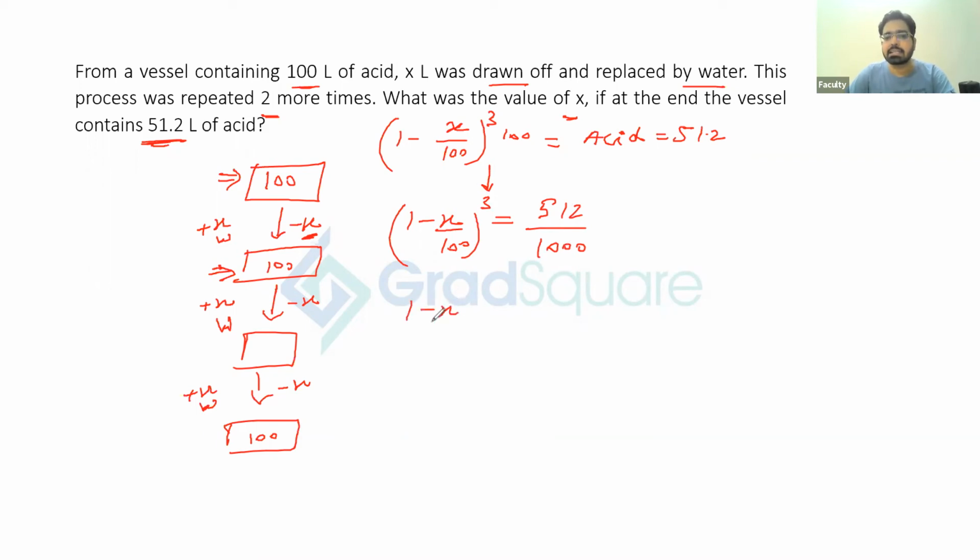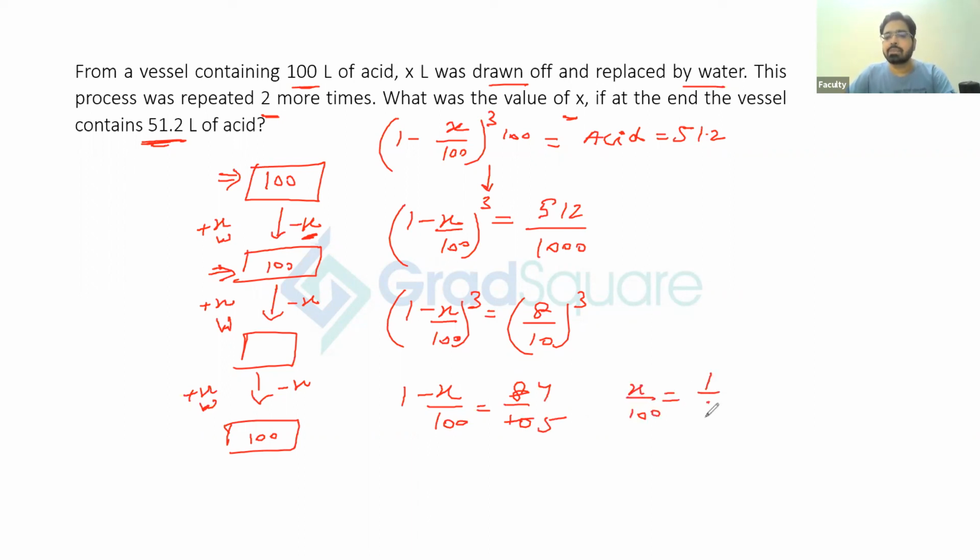So 1 minus X by 100 whole cube should be equal to 8 by 10 whole cube, correct? So what we can say, 1 minus X by 100, the value should be equal to 8 by 10, which is effectively nothing but 4 by 5. So X by 100 should be nothing but 1 by 5. What should be the value of X? The value of X should be equal to 20. So that is going to be the answer for this question.